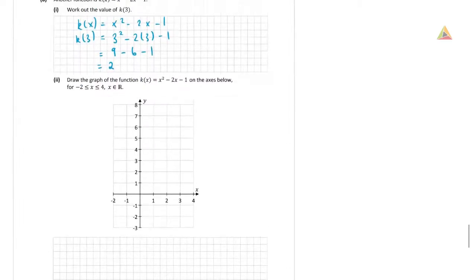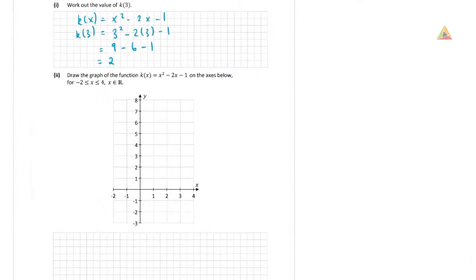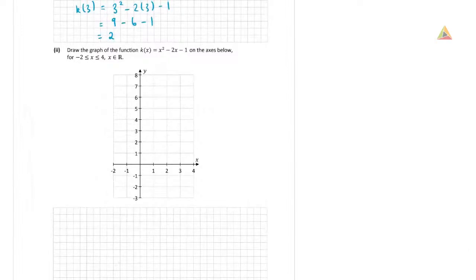So then we have to draw one more graph and then we're finished. So draw the graph of the function k of x is equal to x squared minus 2x minus 1 on the axis below for the values minus 2 less than x less than 4. Okay, so I am going to just do a table here. So minus 2, minus 1, 0, 1, 2, 3, and 4. So that's my x value. My rule is x squared minus 2x minus 1, my y values, and my point.